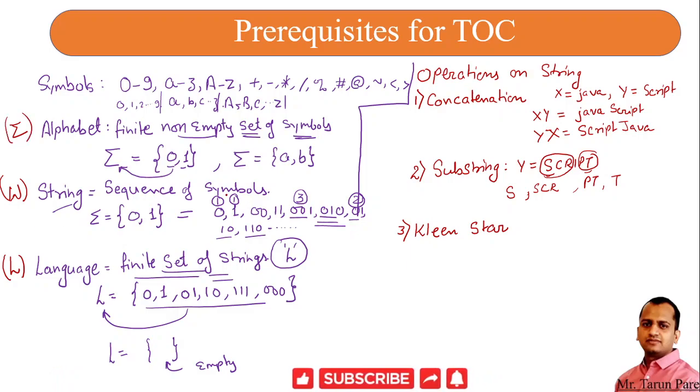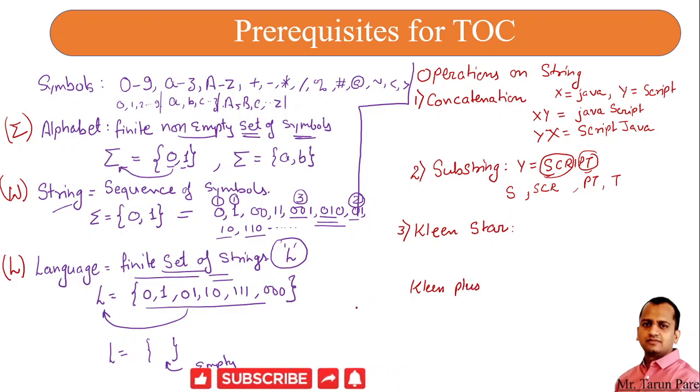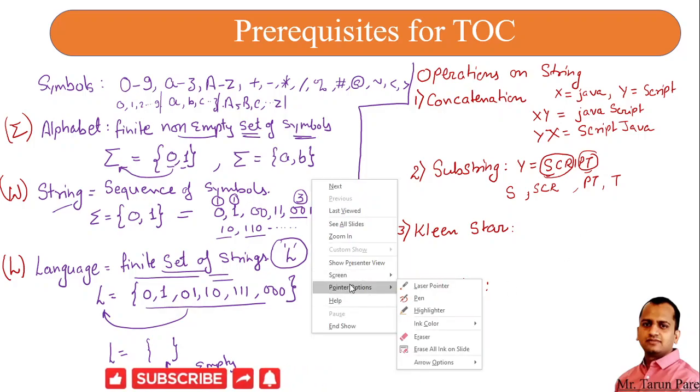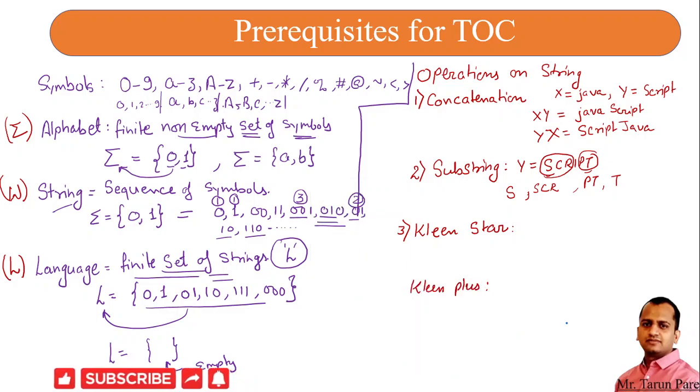Fine. Then what is a Kleene star operation? Remember that there are two types of operations. One is Kleene star and the second one is Kleene plus. I will discuss the things in detail in the coming lectures. So what is the difference between the two? I think you are aware of the terminology of whole numbers and natural numbers. What is the difference between the whole number and natural number?